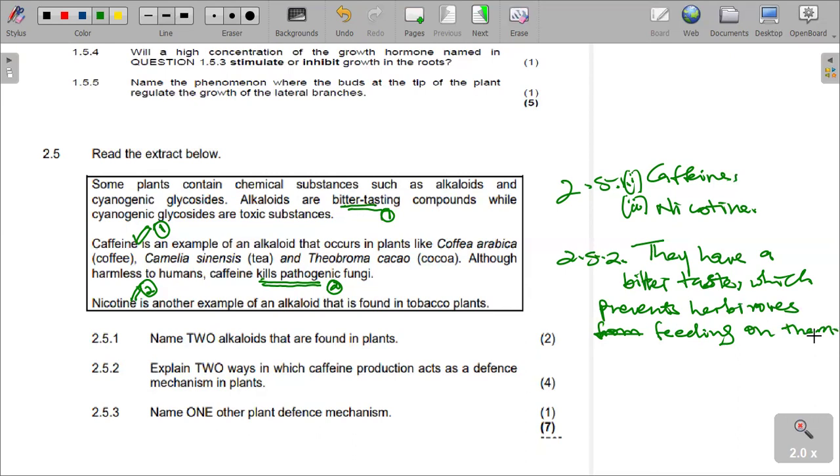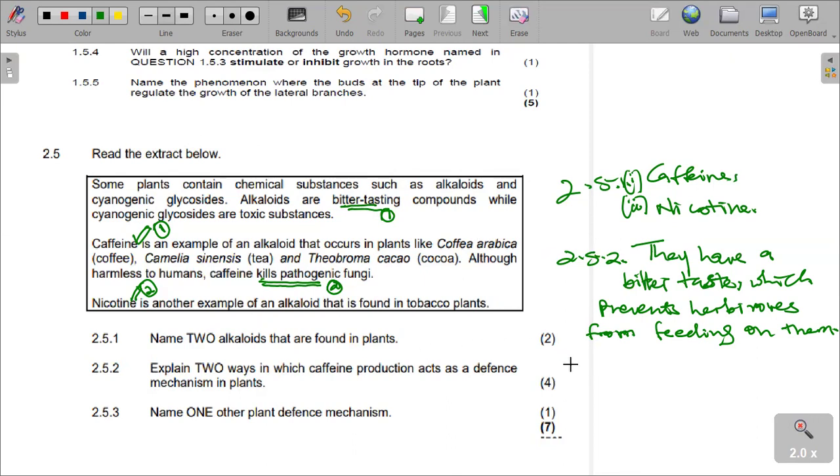So we are saying herbivores. I'm sure you know that these are animals that feed on vegetation. We call them herbivores. The bitter taste prevents herbivores from feeding on them. And then we also have the caffeine will kill pathogenic fungi, as I have mentioned there.